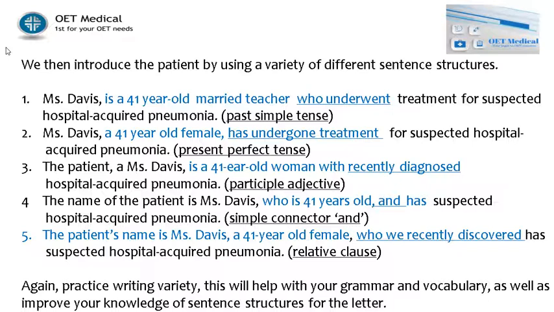The name of the patient is Miss Davis, who is 41 years old and has suspected hospital-acquired pneumonia. So here I'm just connecting the two parts of the sentence with a connector, and. The patient's name is Miss Davis, a 41-year-old female who we recently discovered has suspected hospital-acquired pneumonia. This is a relative clause, who we recently discovered. Again, practice writing variety. This will help with your grammar and vocabulary, as well as improve your knowledge of sentence structures for the letter.